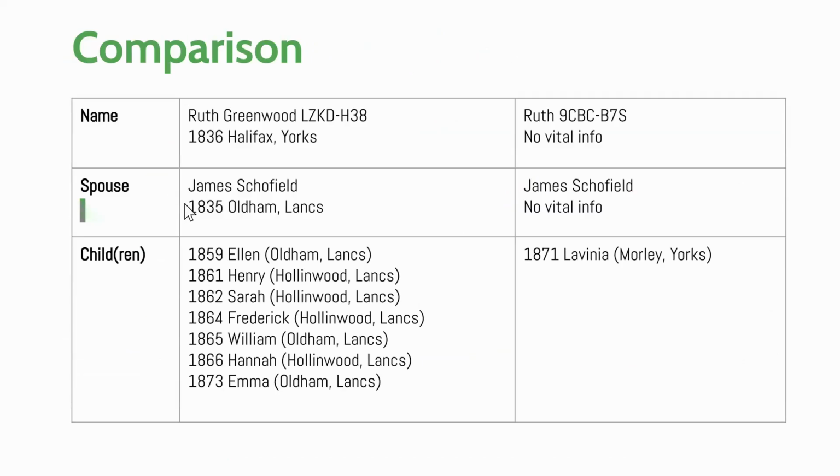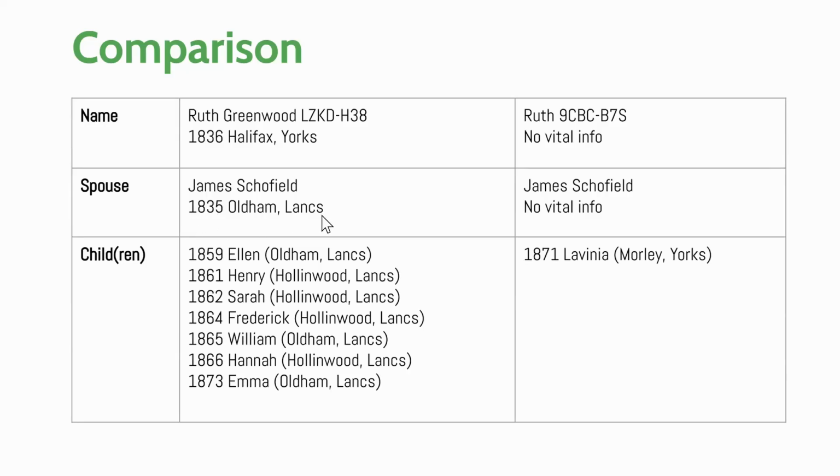So I like to do comparison tables just because I can't hold everything in my brain. Like after a while, it all turns into spaghetti soup, and I'm like, I've got to write this down or I'm not going to be able to make sense of it. So here is a comparison between our two Ruths. Here we've got a surname, date and place. Here we only have a first name, no vital information. Matching husband, but the place, could there be more than one man named James Schofield? Yeah, there's probably a boatload of them.